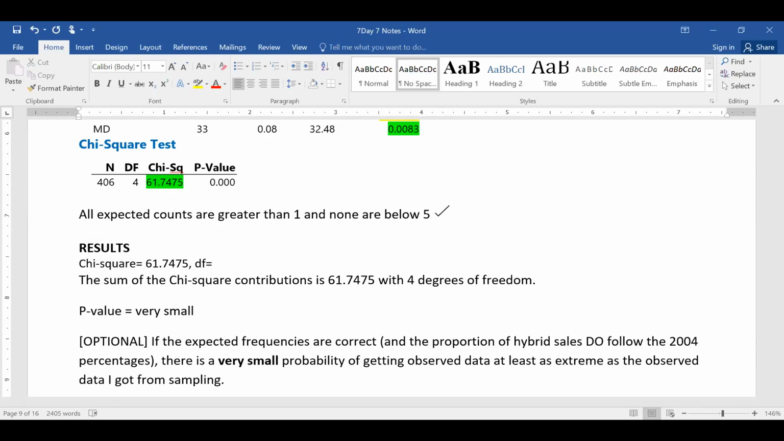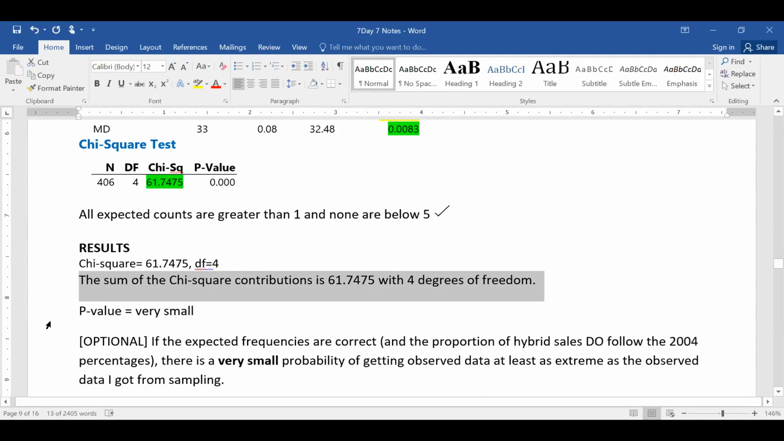And then I just say degrees of freedom equal. Now it's the k minus 1, so you can say 5 minus 1 equals 4, or you could just simply say 4. It's given to you here. I don't expect you to say 5 minus 1, I'm just going to say 4. Now the statement you want to say: the sum of the chi-squared contributions is 61.7475 with 4 degrees of freedom. So for today, let's report the chi-square and the degrees of freedom, and we could probably drop it after a little while, but we'll just report it for today at least.